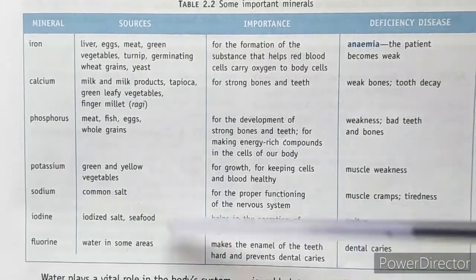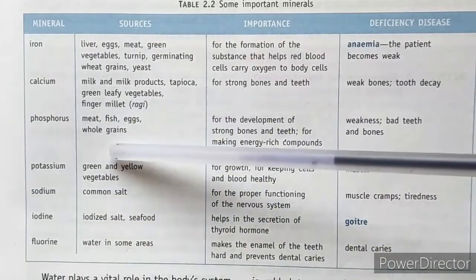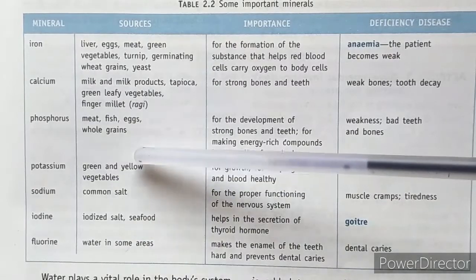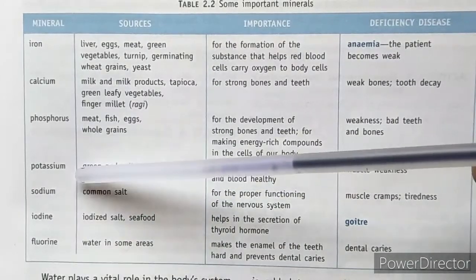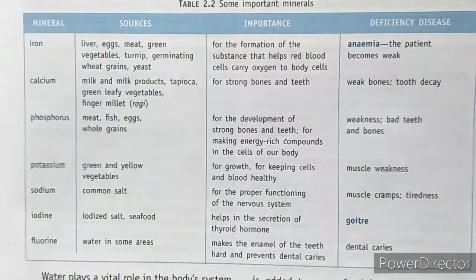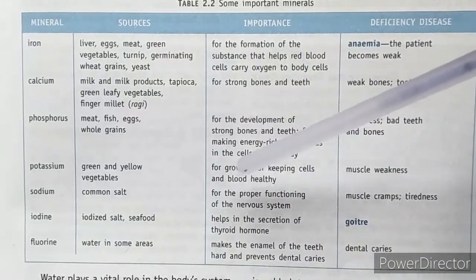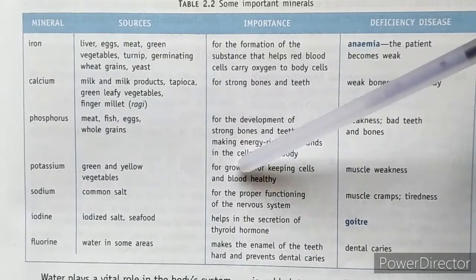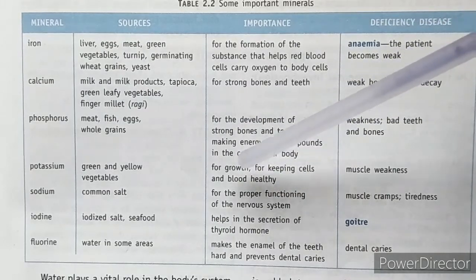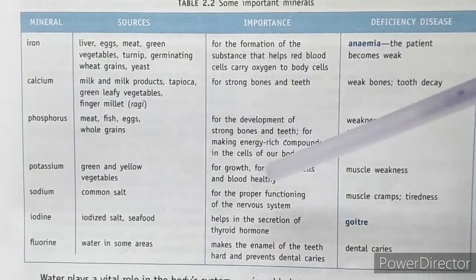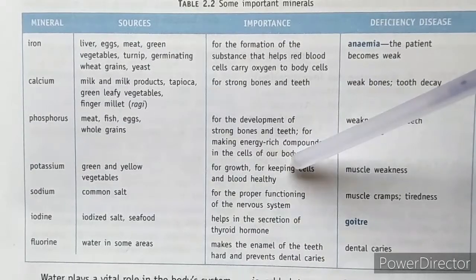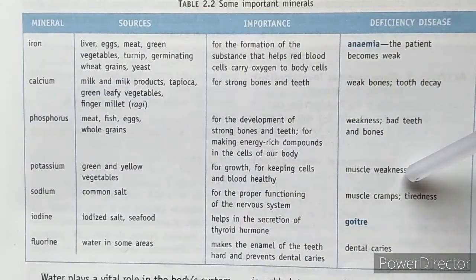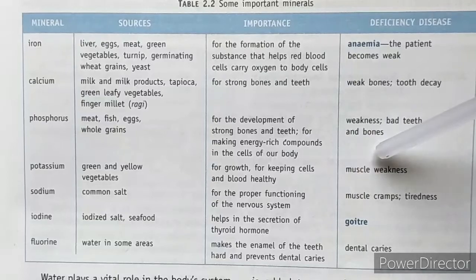Okay, and the next one is potassium. Green and yellow vegetables contain potassium. Why is potassium important? For our growth and for keeping cells and blood healthy. Just keep our cells and body healthy. Clear? Lack of this element in the diet causes muscle weakness.